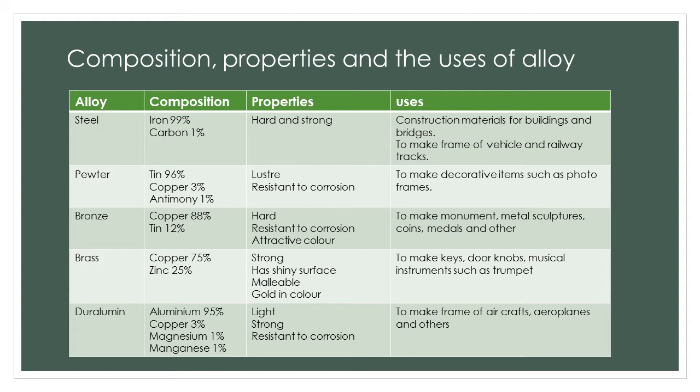Okay. The last one is duralumin. Duralumin, as you know from the word, consists of aluminium 95%, copper 3%, magnesium 1%, and manganese 1%. The properties of duralumin are light, strong, and resistant to corrosion. The use of duralumin is to make frames of aircraft, aeroplanes, and others. Since it is very light, it is suitable for making aeroplanes.